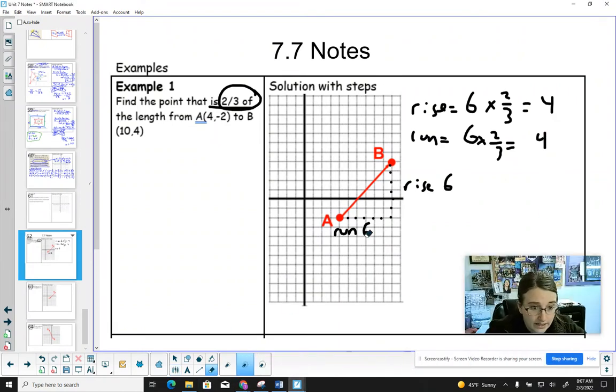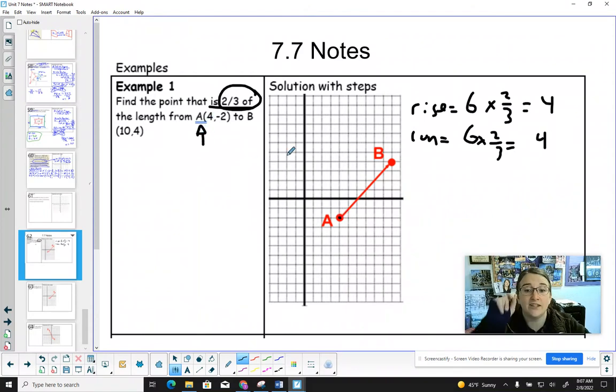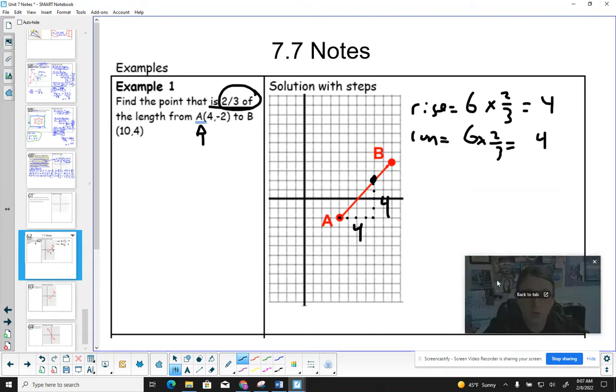Now, what we're going to do is take our new rise and our run, and count it to our new point. So if my new rise is 4, I'm going to start at A. The point here is that I'm starting at A. If I started at B, I would have a different answer, so be careful. So we are now going to run 1, 2, 3, 4, and then rise 1, 2, 3. Hey, I was kind of right. My estimation was pretty good. So this is my new point that is 2/3 of the way.